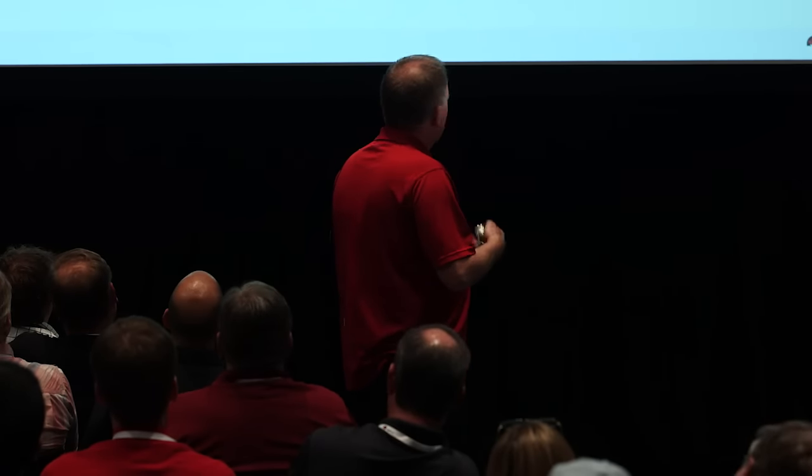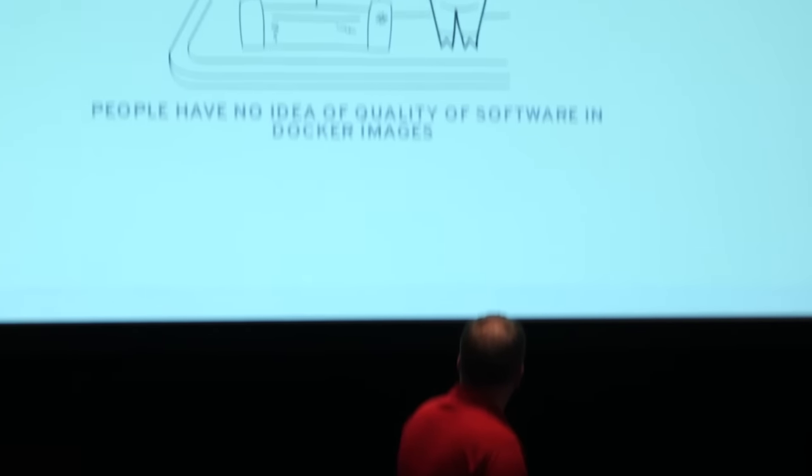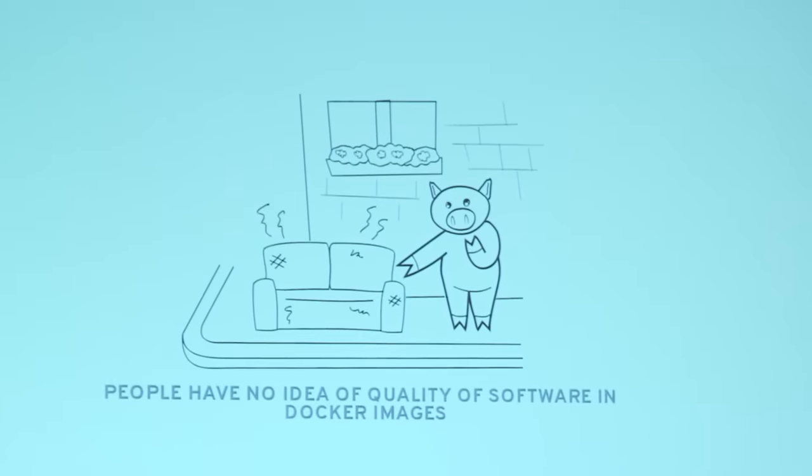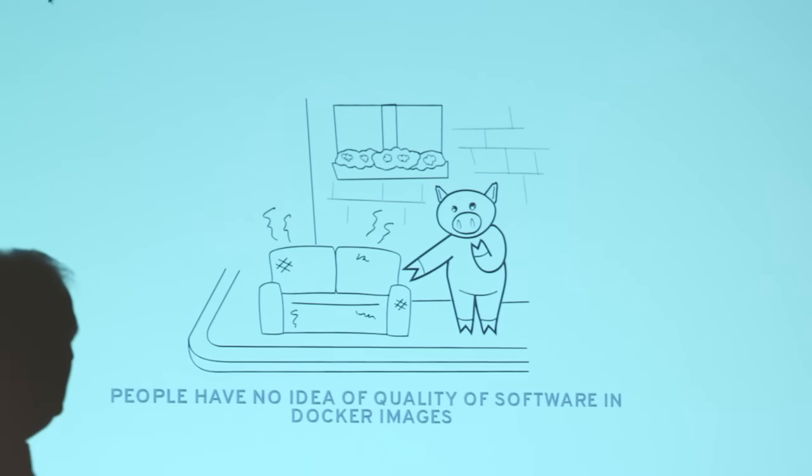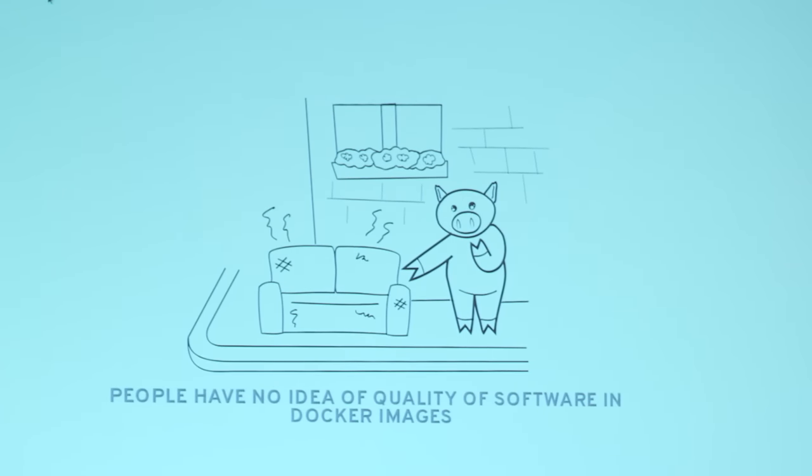We came out with certified applications, and you guys are back to doing this again, getting random content off the streets. So people have no idea of the quality of the software that's in their Docker images. And this is not a slam on Docker. I'm not attacking Docker, okay? This has nothing to do with Docker. It's just the mindset that's going on right now.